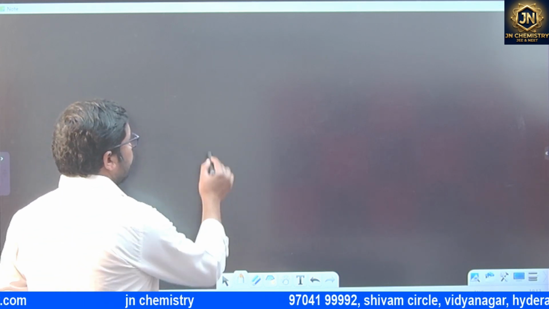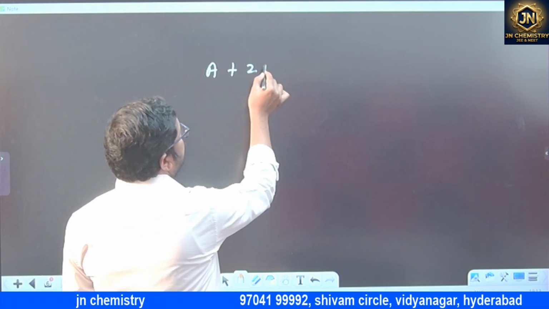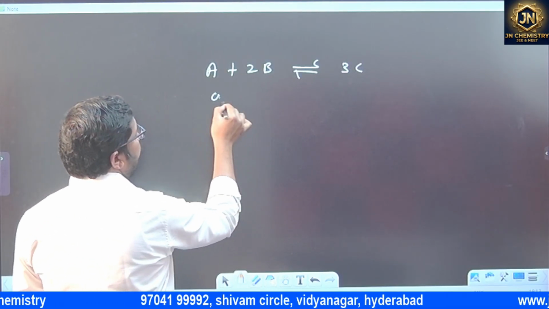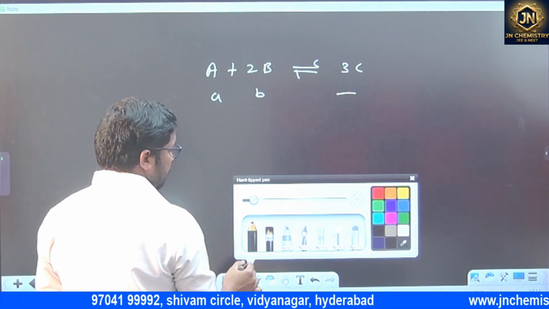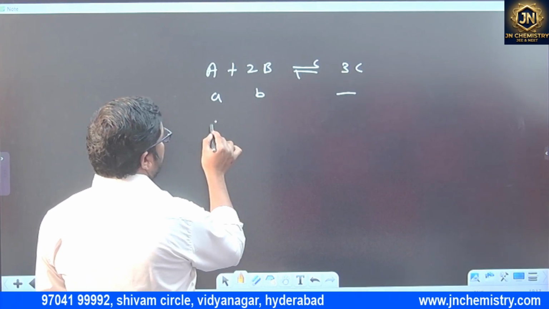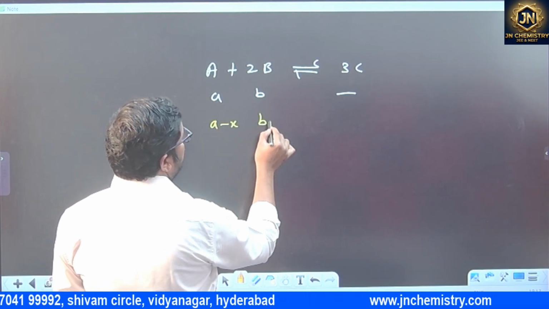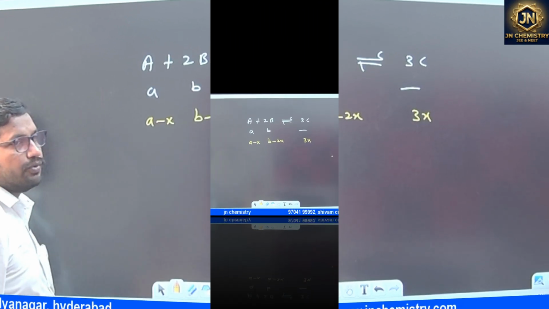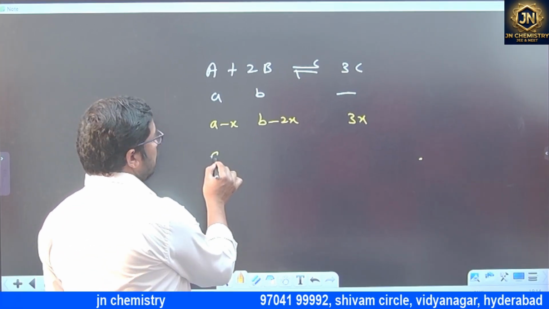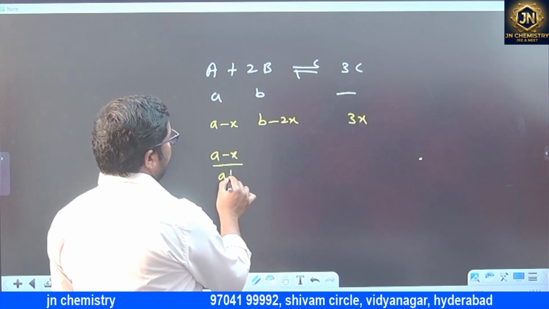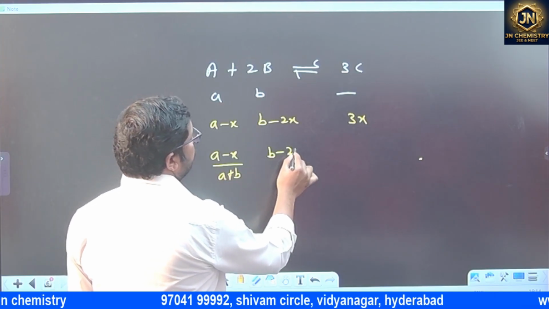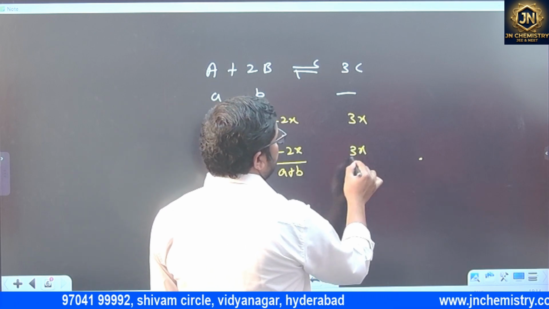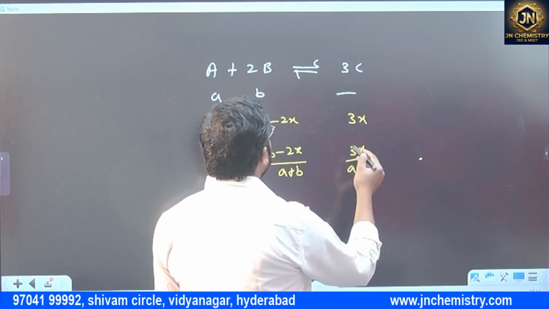In case of Kp, for this same reaction, A plus 2B gives rise to 3C. At equilibrium, A minus X, B minus 2X, 3X. These are the number of moles. The total number of moles, A minus X by A plus B, B minus 2X by A plus B, 3X by A plus B. How will we get the A plus B?